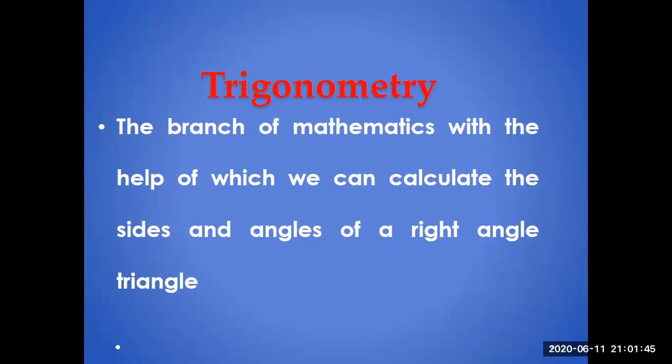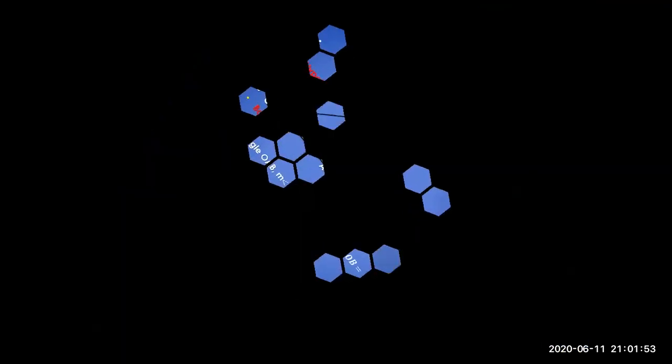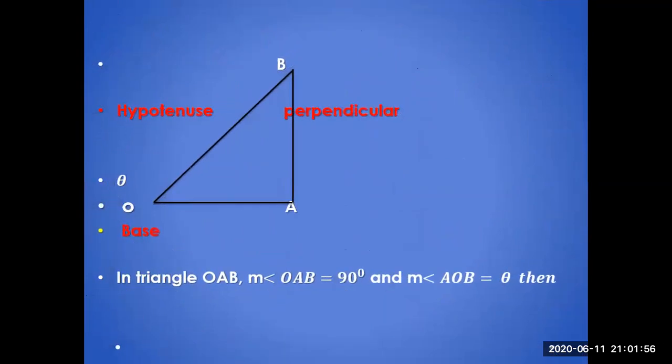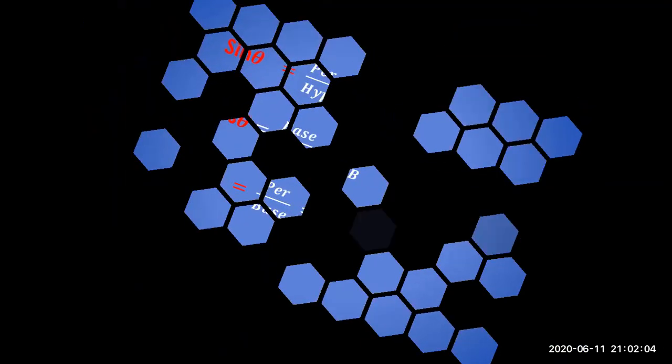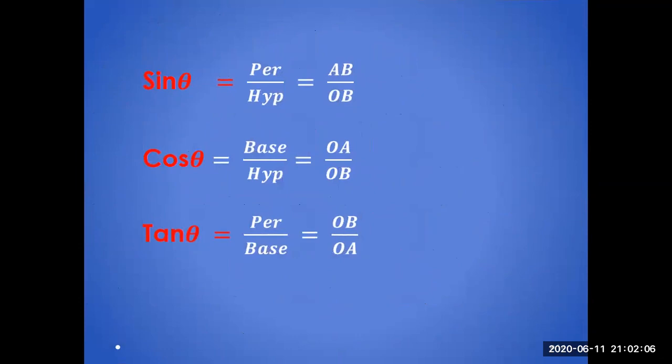So this is trigonometry, and trigonometry is basically used to calculate the sides and angles of a triangle. We have seen that these are the sides of a triangle, and these are the angles of this triangle. Keeping this triangle in mind, we have calculated the ratios of the sides. The ratio between perpendicular and hypotenuse is sine theta, base divided by hypotenuse is cosine theta, perpendicular divided by base is tangent theta. You can use sentences in your own language to make it easier.